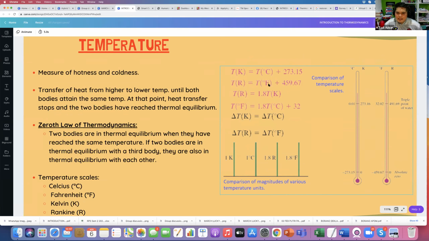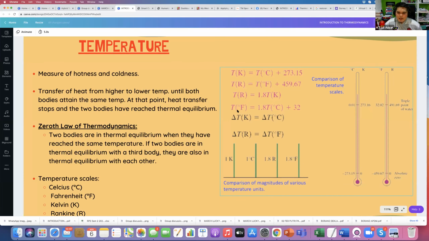And then the Rankine is actually related to Fahrenheit. So if you know the temperature in Fahrenheit and want to know it in Rankine, it is the Fahrenheit plus 459.67. And if you want to convert between Rankine and Kelvin, you have to multiply with 1.8. Similarly, if you want to convert from Fahrenheit to Celsius or Celsius to Fahrenheit, the temperature in Fahrenheit is 1.8 times the degrees Celsius plus 32.